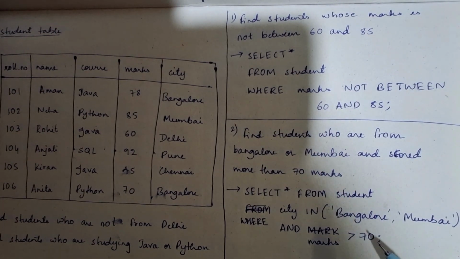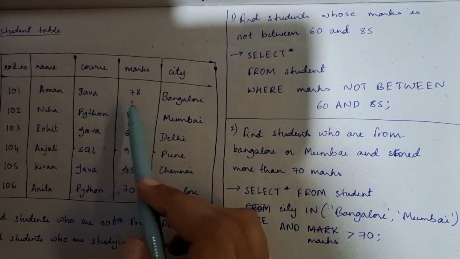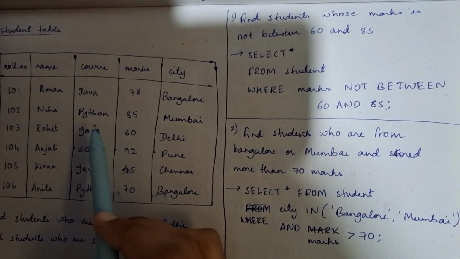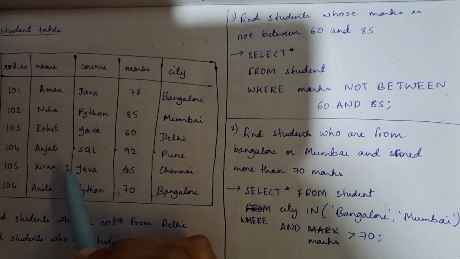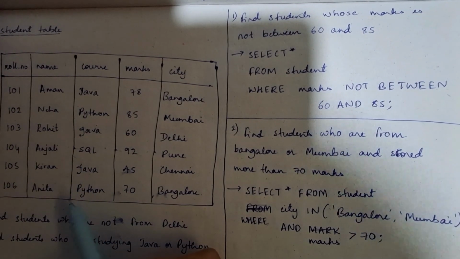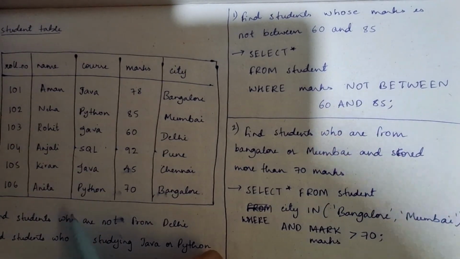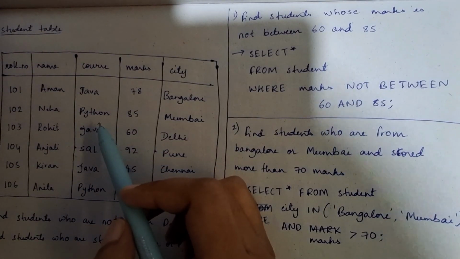Now when we check the same thing with the table, Aman is from Bangalore and his marks is greater than 70. So he will be selected. Neha is from Mumbai and her marks is 85, which is greater than 70. So she will be selected. And Rohit, Anjali and Kiran will be eliminated in the first condition itself, since they are not from Mumbai or Bangalore. Anita, she is from Bangalore and her marks is 70, which is not greater than 70. So she will be eliminated. So only Aman and Neha will be displayed after execution of the query.